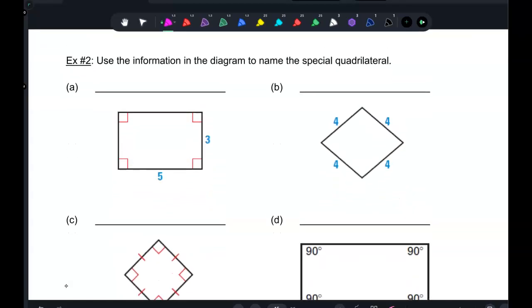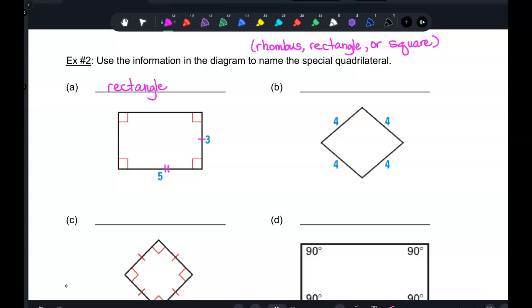Okay, use the information in the diagram to name the special quadrilateral. So again, we want to call it a rhombus, a rectangle, or a square. If we look at the first one, I see 4 right angles, but the sides are not the same. These are different, so this has to be a rectangle.